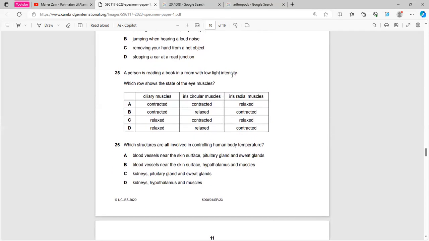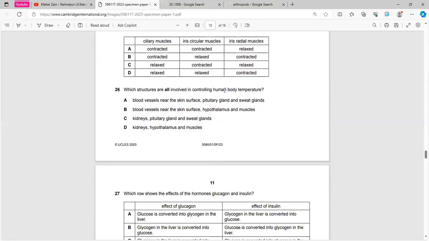Question number 25. A person goes into a room with low light intensity. So obviously the pupil has to dilate. How does the pupil dilate? The pupil only dilates when the ciliary muscles contract and the suspensory ligament relaxes. As well, we also talked about how whenever the circular muscles contract, the pupil decreases in size. In this case, we needed it to increase in size. So when the circular muscles relax, the radial muscles contract. They are antagonistic in action. So the correct answer is B.